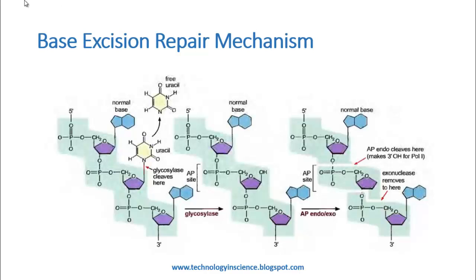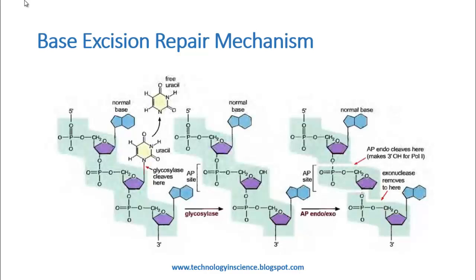So here is the overview of how the base excision repair mechanism works. Here you can see, you know that in DNA normally adenine, thymine, guanine and cytosine are present. Uracil is not normally present in DNA. It is present only in the mRNAs. So in case uracil is incorporated into the DNA, it will create problems during replication. So this needs to be removed. If there is a uracil present in the DNA, that needs to be removed from the DNA helix.